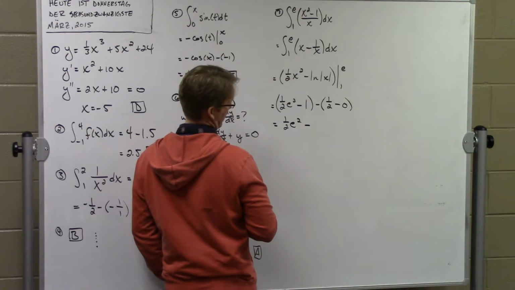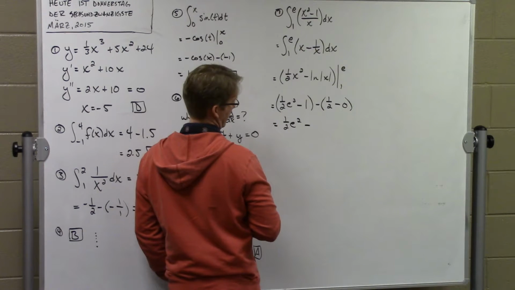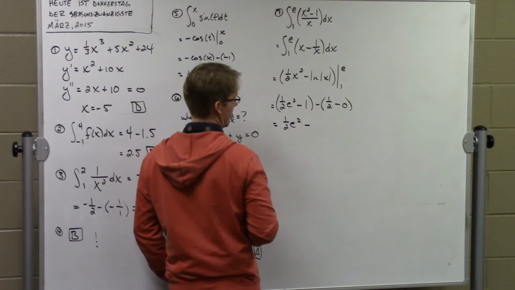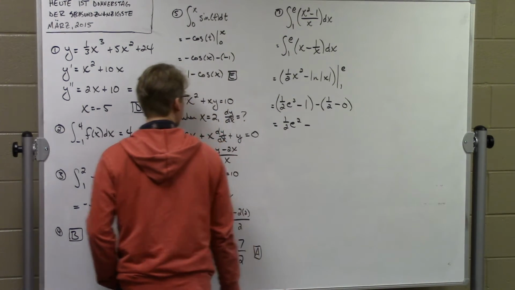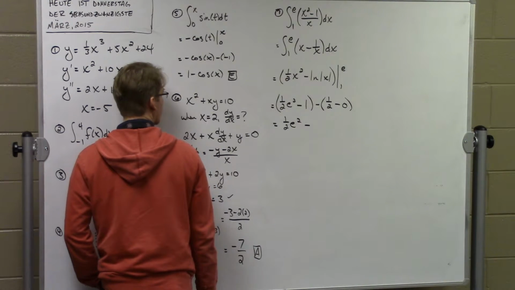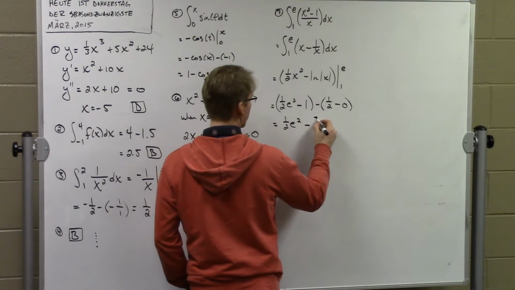We're all wrong. What's this going to be? I can't see. Oh, negative... 1 and a half, 2 and 3 halves. So it's E.